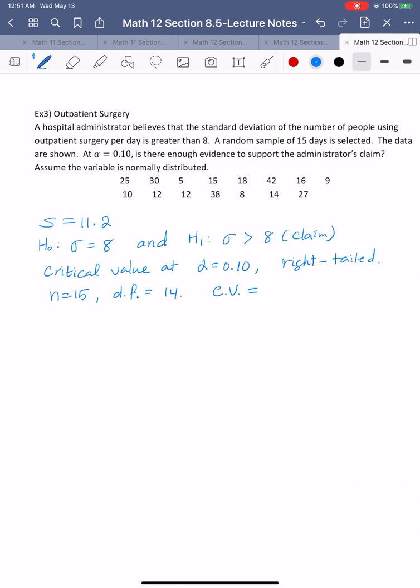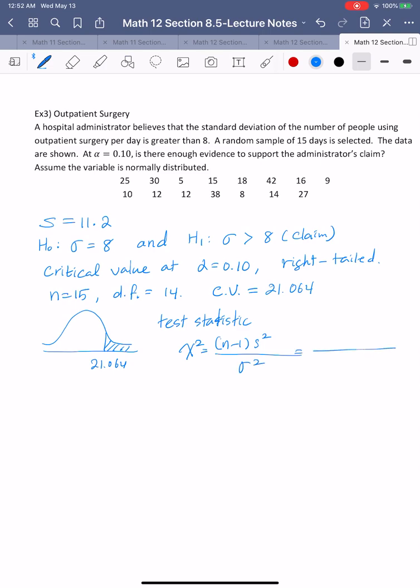So the critical value is 21.064, which means in the normal curve, right tail, 21.064 is right here. Now you need to find the test statistic, which is chi-square equal to n minus 1 times s squared over sigma squared, right? So you have 15 minus 1 times s squared, which is 11.2 squared, over sigma squared, given as 8 squared, which is 64, comes out as 27.44. So 27.44, whoa, more than that, right? So which means we reject the null hypothesis, because the test statistic falls in the critical region.